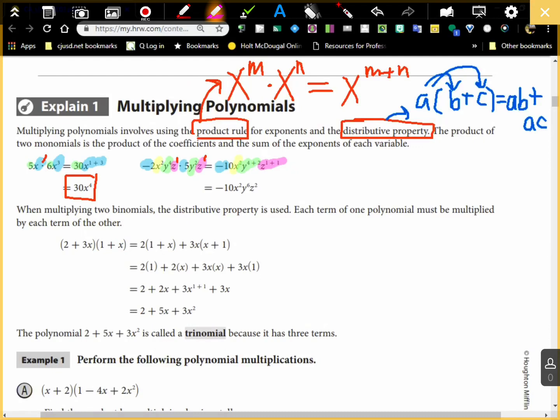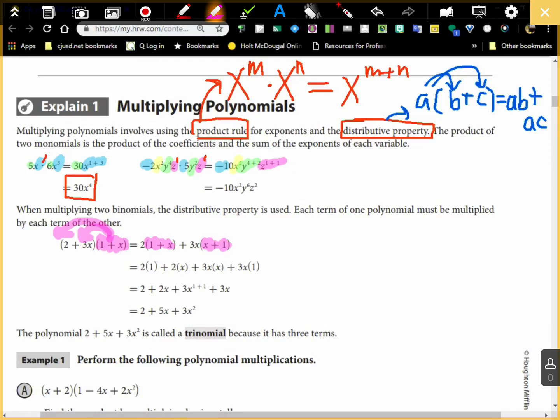All right. So I have 2 plus 3x times 1 plus x. This is a different example. What if I had, instead of a monomial times a monomial, what if I had a binomial times a binomial? Bi means 2, so binomial means 2 terms. So it's just the idea of the distributive property. I take my polynomial and I distribute it to each item in the other parenthesis. So that's why you see 1 plus x occur twice.